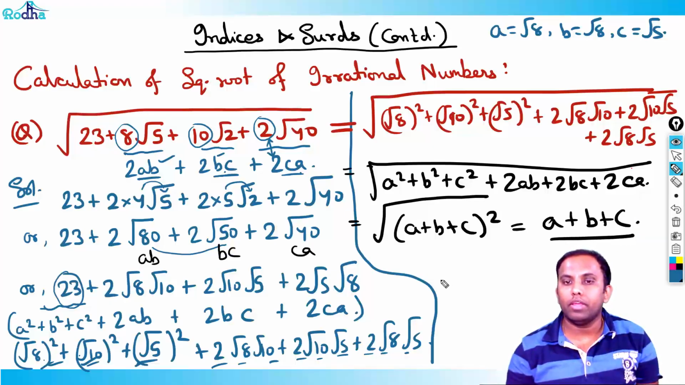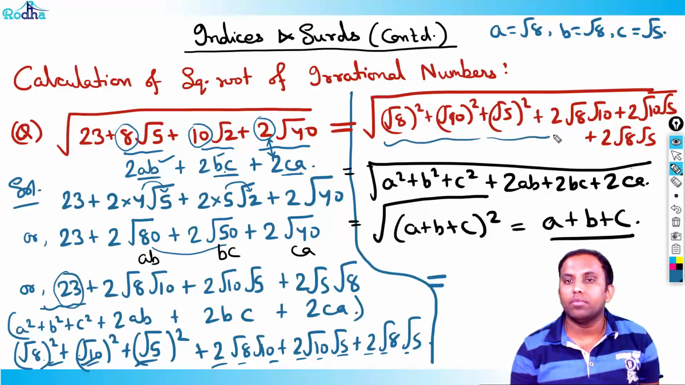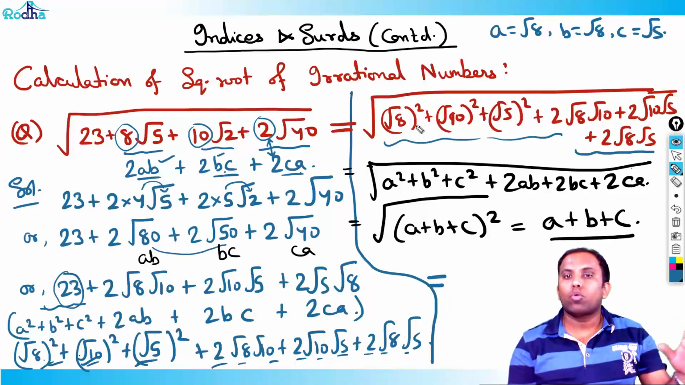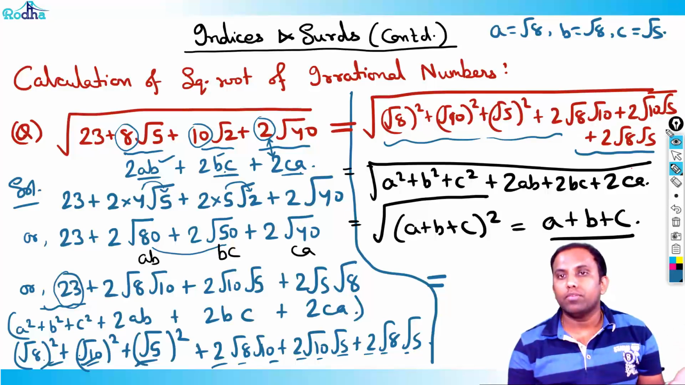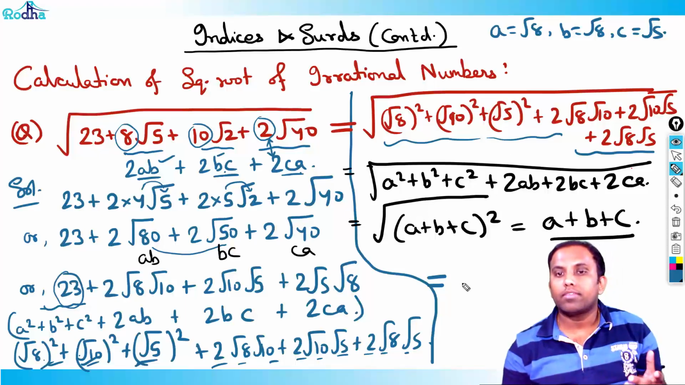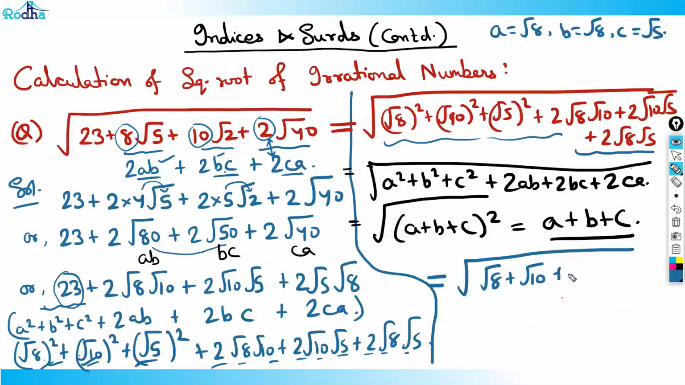So our answer should be a plus b plus c. So this whole term here, root 8 square plus root 10 square plus root 5 square plus 2 root 8 root 10, that is 2ab, 2 root 10 root 5, 2bc, 2 root 8 root 5, 2ca, is equal to the square root of (a plus b plus c) whole square. This is the square root of (root 8 plus root 10 plus root 5) whole square. The answer is root 8 plus root 10 plus root 5.